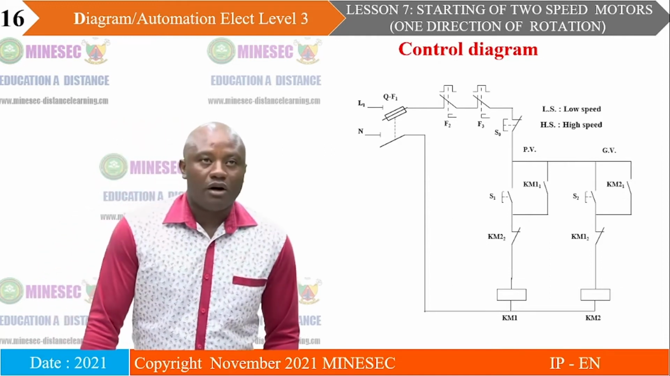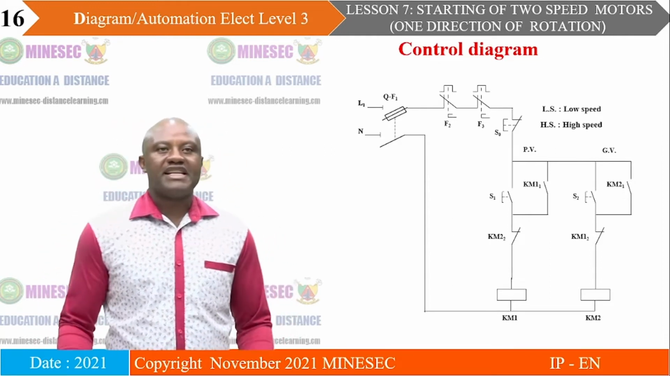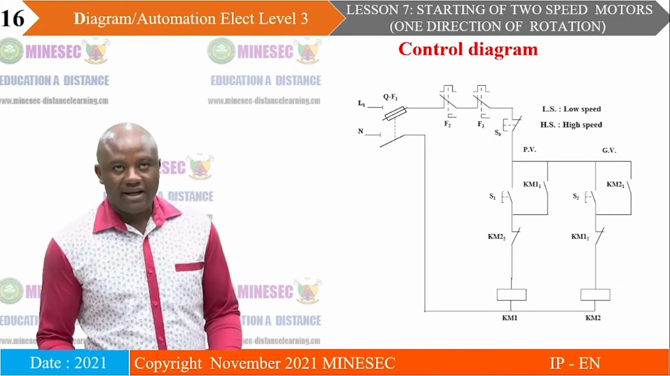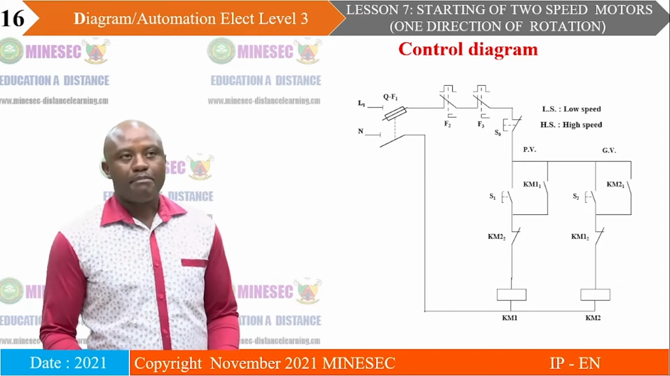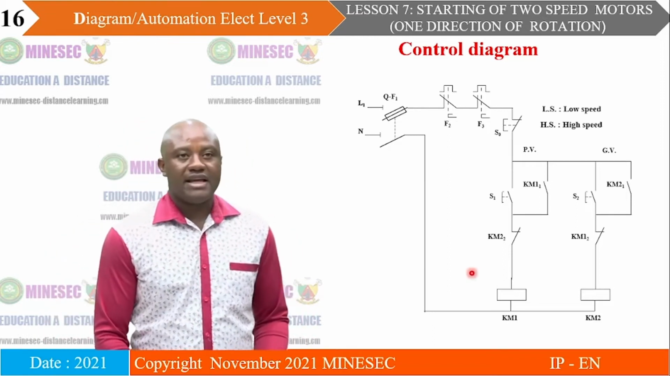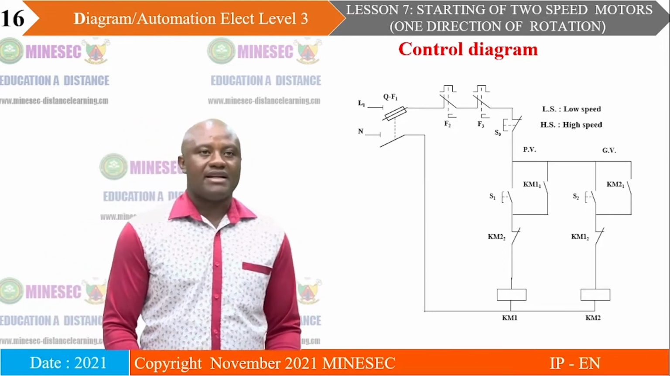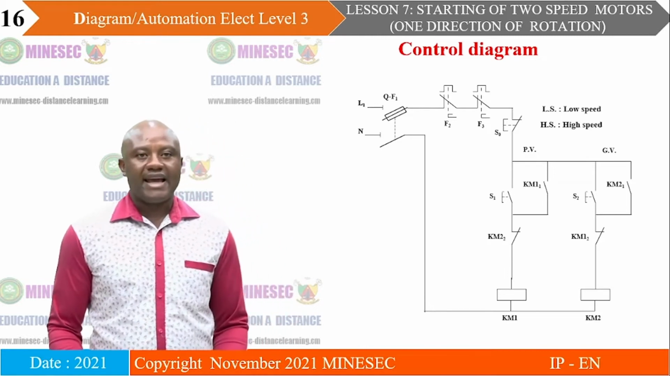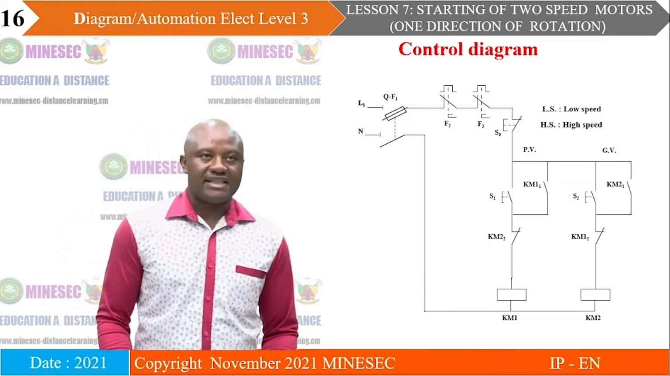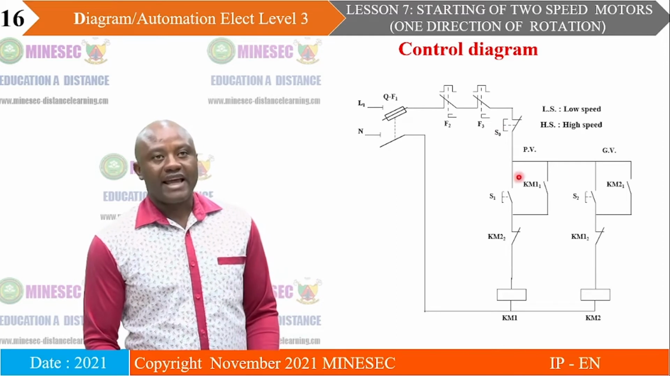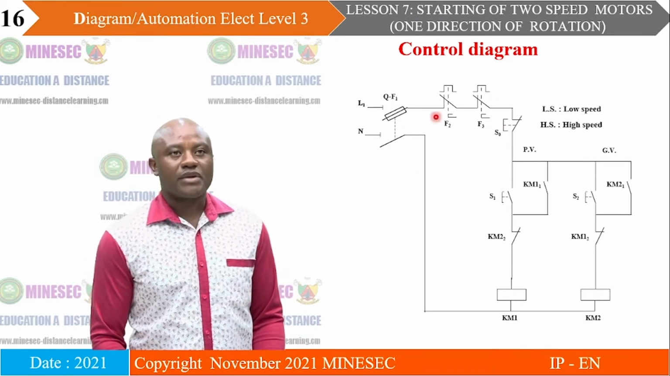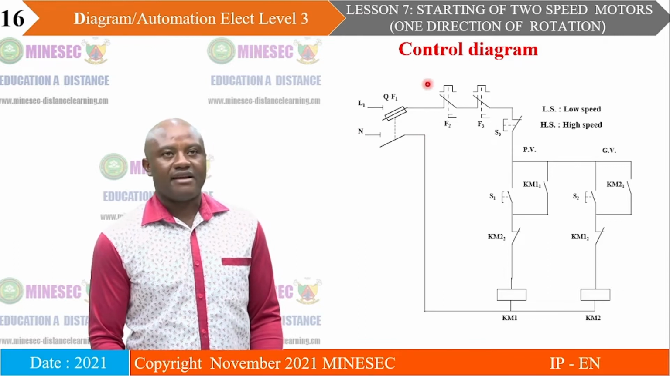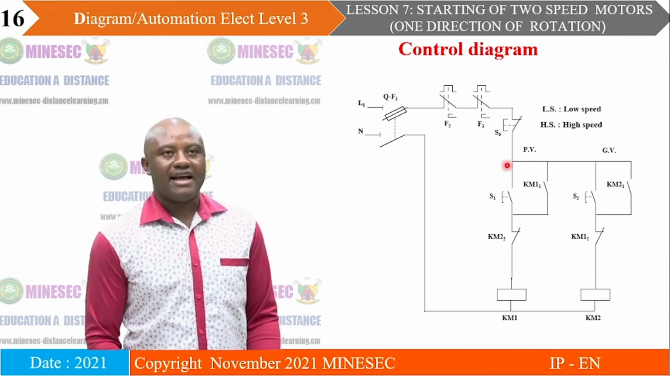Control diagram of the motor. So when we finish wiring the power, let's look at the control. On the power, notice that KM1 is for the low speed and KM2 is for high speed. Each speed has its own protective thermal relay, so that's why you have F1 and F2.